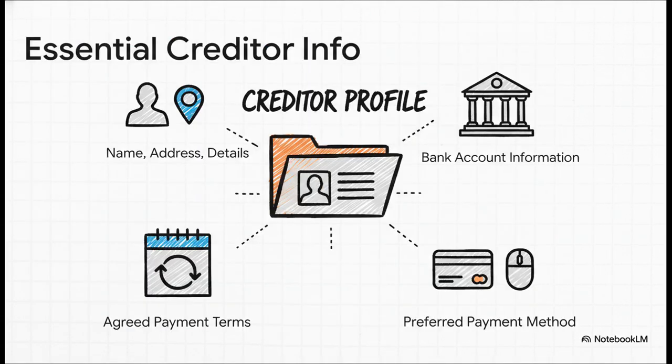So, for every creditor, you need a checklist of essential information on file. And this goes way beyond just a name and address. You need their specific bank details, like the bank, account number, and BSB, to make sure the payment actually goes to the right place. Just as important are the agreed-upon payment terms, which of course dictate when you pay, and their preferred method, which dictates how you pay. Getting this right from the start prevents a world of delays and errors down the line.